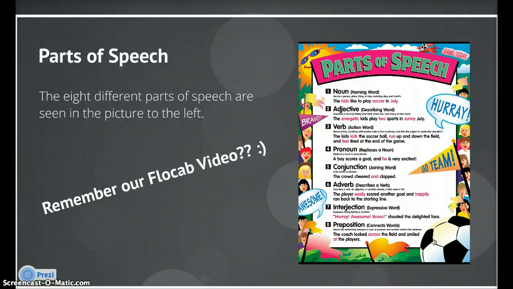If you'll take a look at the 8 different parts of speech that are seen in the picture on the right. Sorry, the Prezi says left, but you're actually looking on the right. The different parts of speech are nouns, adjectives, verbs, pronouns, conjunctions, adverbs, interjections, and prepositions. Each part of speech has a lot of different parts of speech within. For example, nouns have abstract, common nouns, etc.